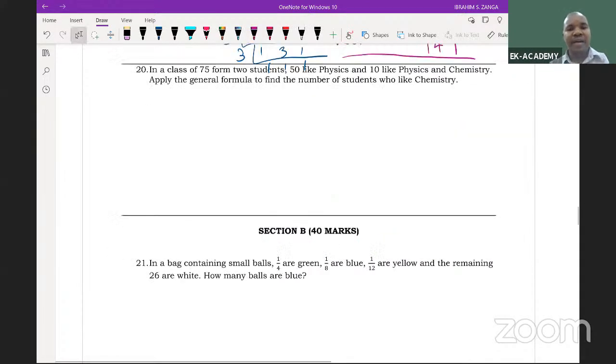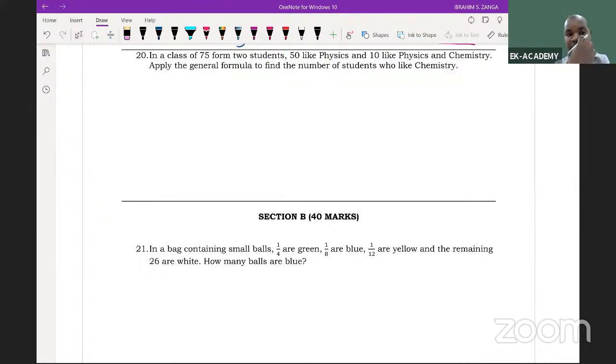We go to question number 20. In a class of 75 Form 2 students, 50 like physics, and 10 like physics and chemistry. Apply the general formula to find the number of students who like chemistry. So in a class of 75 Form 2 students, 50 like physics and 10 like physics and chemistry.